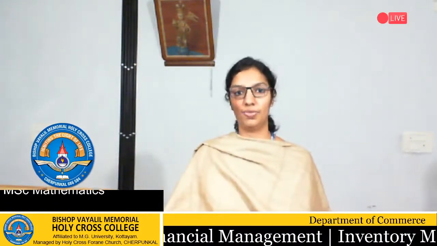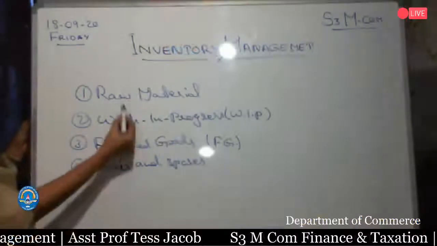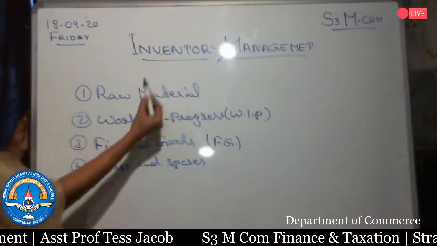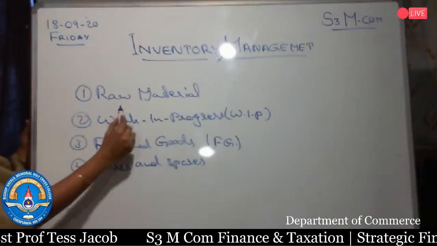This is the meaning of inventory. I will repeat once again. The term inventory means raw material, work in progress, finished goods, and stores and spares which are unsold or locked up in the organization on a particular date. So in detail we'll study what is raw material, what is work in progress, what is finished goods, and what is stores and spares. So these are the 4 items included in the term inventory: raw material, work in progress, finished goods, stores and spares.